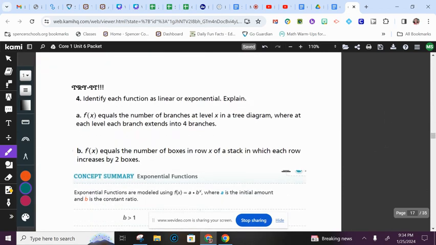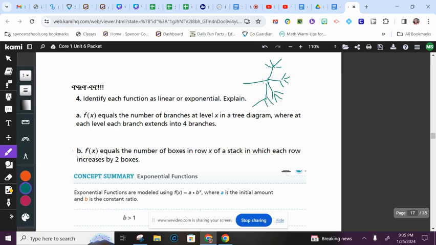So to try it, you can stop and then look at what we wrote down, or you can just listen as I talk about them here. It just says identify and then explain if the function is linear or exponential. So f of x equals the number of branches at x level in a tree diagram where each level of branch expands into 4 branches. So one branch goes into 4 branches. Those 4 branches go into 4 more branches. And this is definitely an exponential idea.